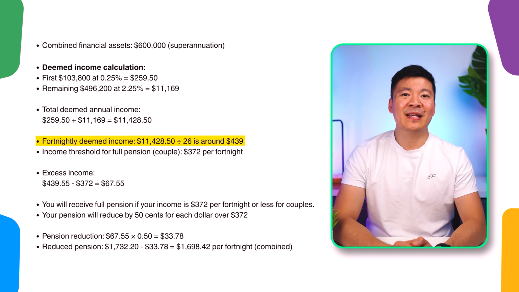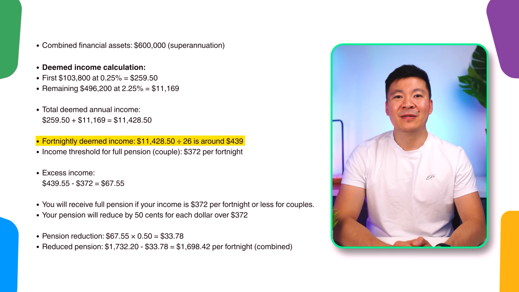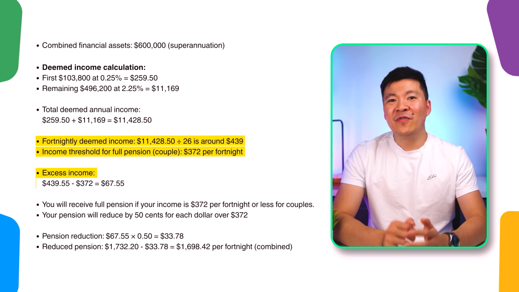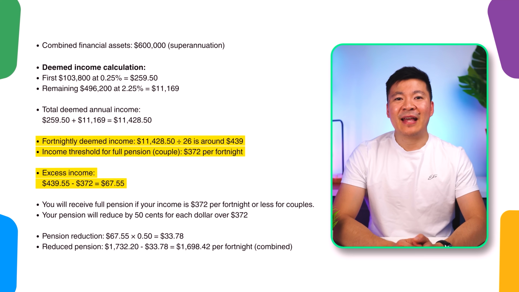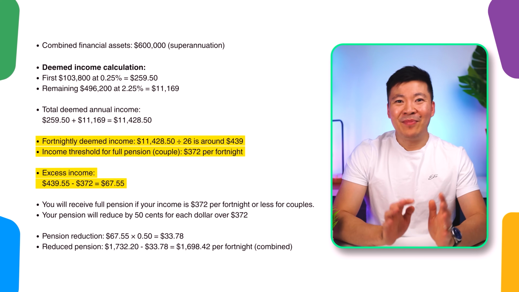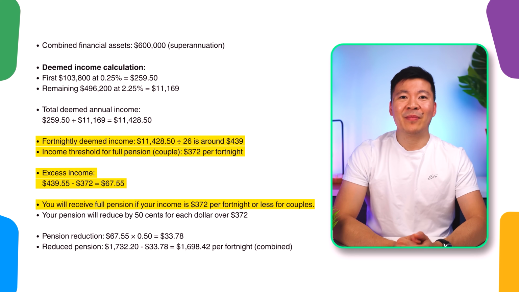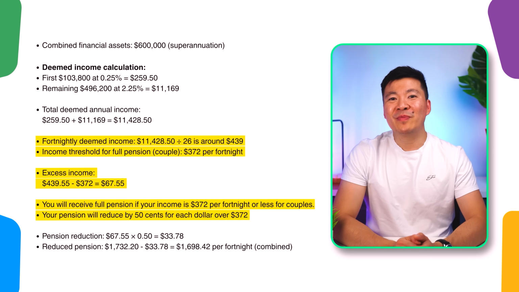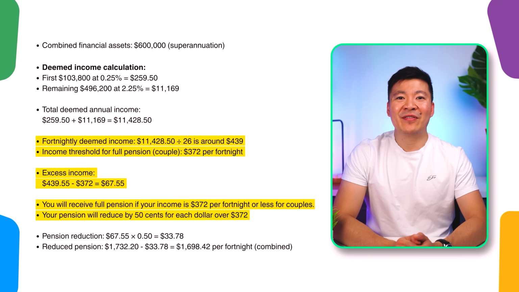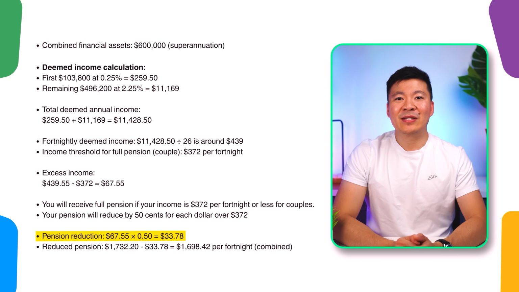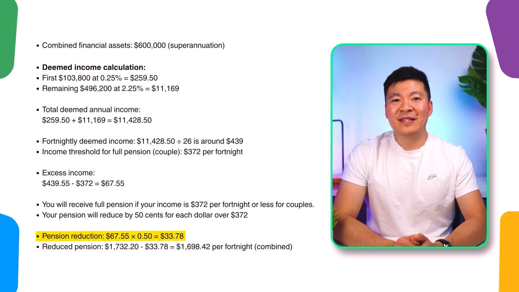Fortnightly deemed income equals $11,428.50 divided by 26, which is around $439. The income threshold for full pension for couples is $372 per fortnight. So the excess income equals $439.55, take $372, which is $67.55. Again, please note, you'll receive full pension if your income is $372 per fortnight or less for couples, but your pension will reduce by 50 cents for each dollar over $372. So pension reduction equals $67.55 times 0.5, which is $33.78.